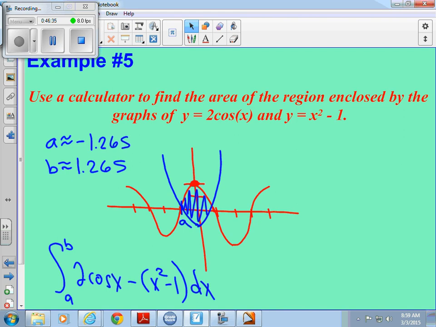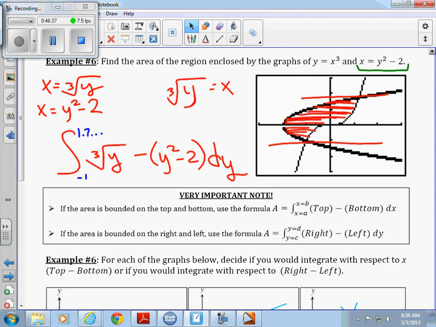Okay, let me really quick, since we have time, I do want to go back and show you, if you wanted to graph this using your x's, how you would do that.